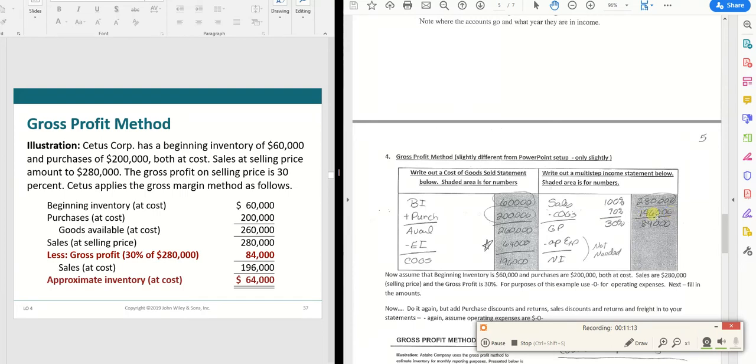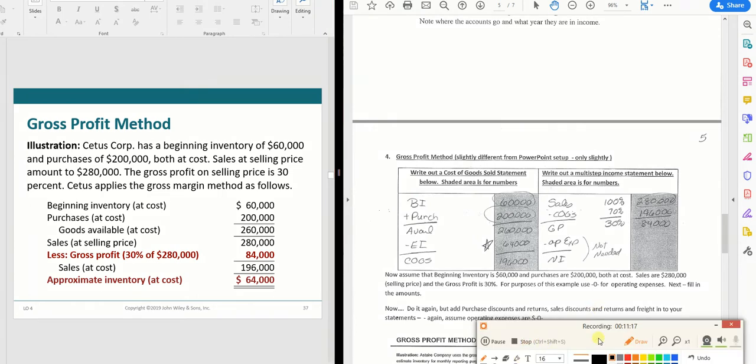If your cost of goods sold is 196,000, I can just pull that right there. My cost of goods sold is 196. Put it right there. And I know available is 260. And cost of goods sold is 196. So I can back into ending inventory of 64.